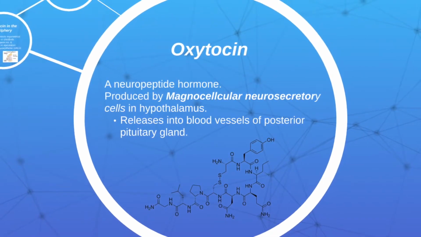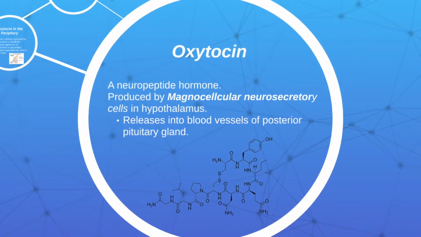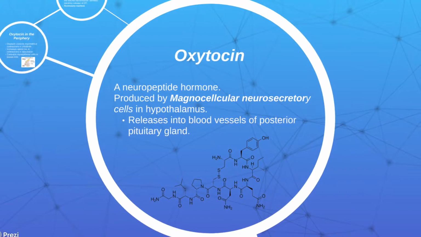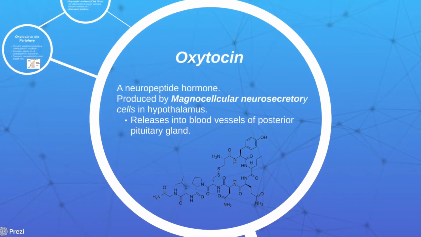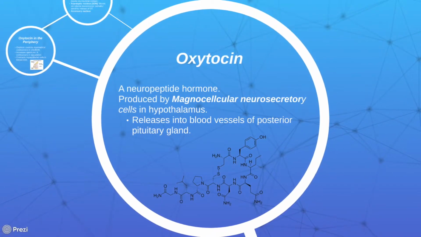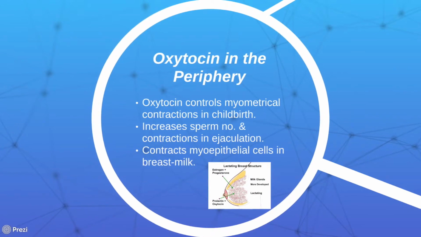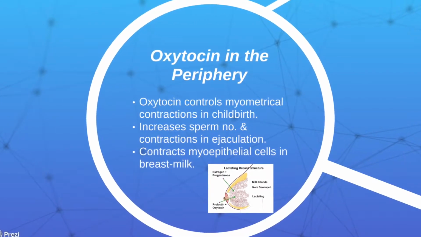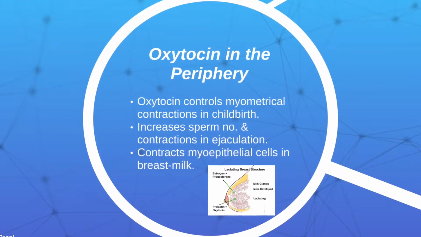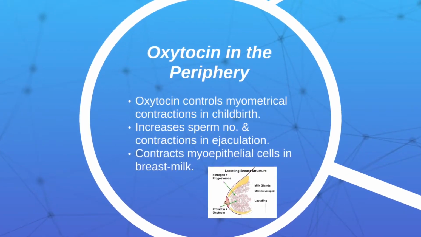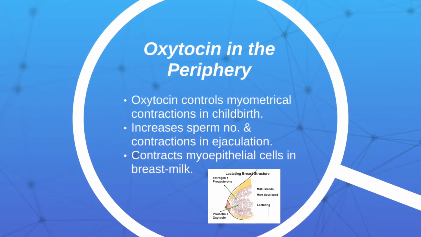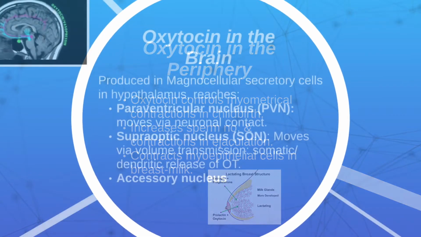Oxytocin. This is a neuropeptide hormone that is produced by the magnocellular neurosecretory cells in the hypothalamus. It is released into the bloodstream from the posterior pituitary gland. Oxytocin in the periphery. Oxytocin controls myometrial contractions in childbirth. It increases sperm number and contractions in ejaculation, and it contracts myoepithelial cells to create breast milk.